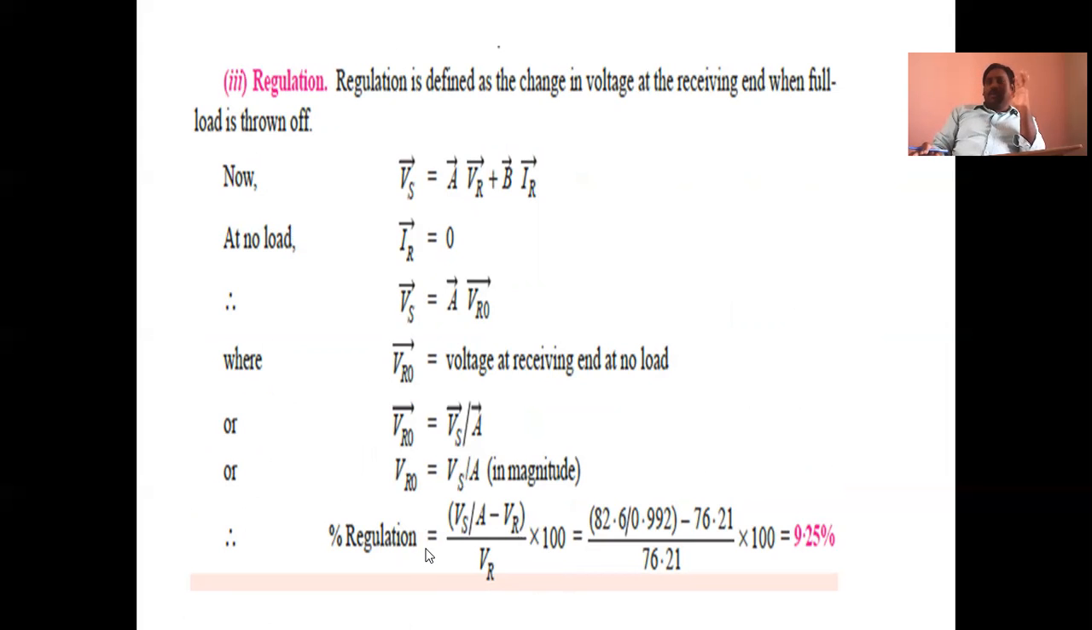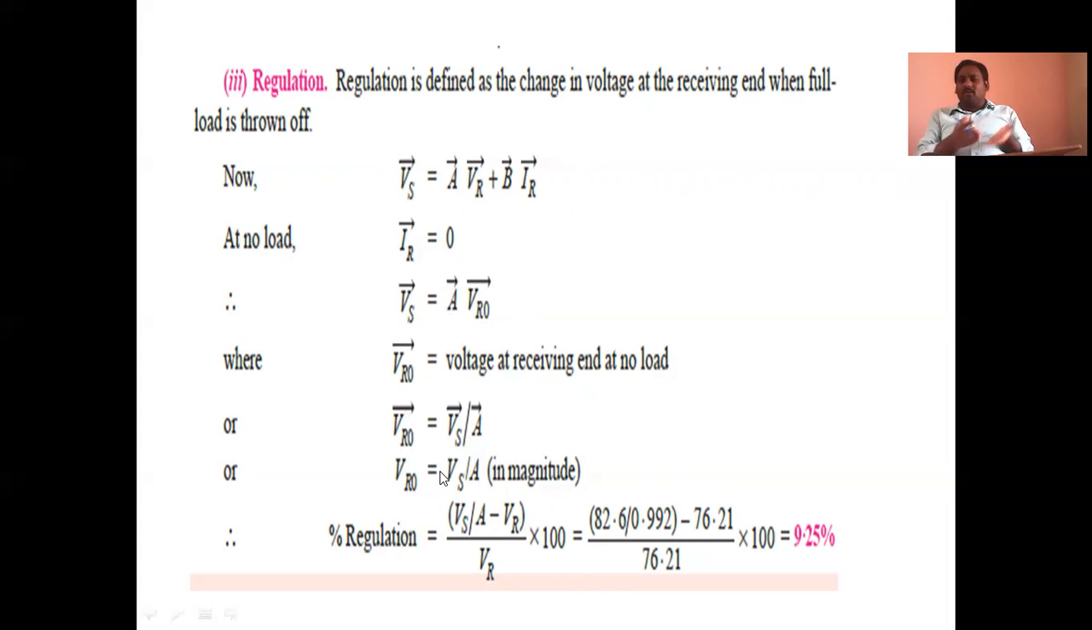It is different from the short transmission line. In the medium transmission line, the regulation formula is different from the short transmission line. That is Vs by A minus VR, by VR, because Vs is equal to A into VR at no load. At no load, IR is equal to 0, then Vs is equal to A into VR0. No load means open circuit, that's why IR is equal to 0. So then VR0 is equal to Vs by A.